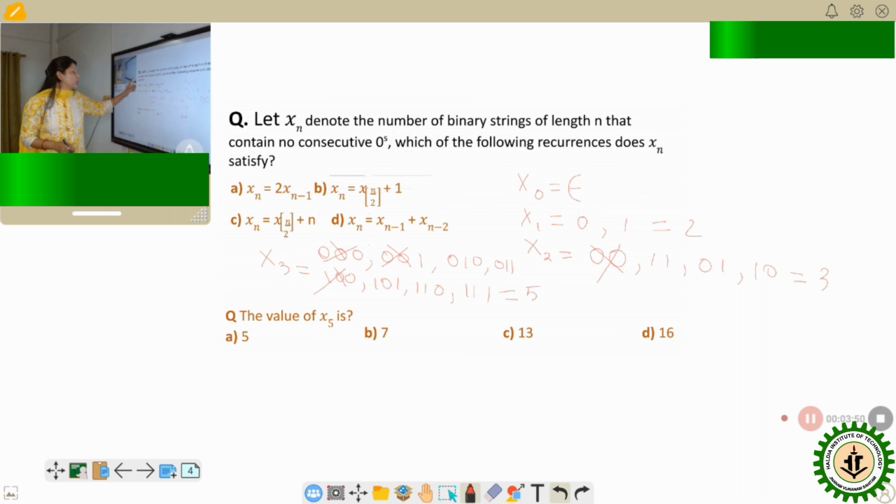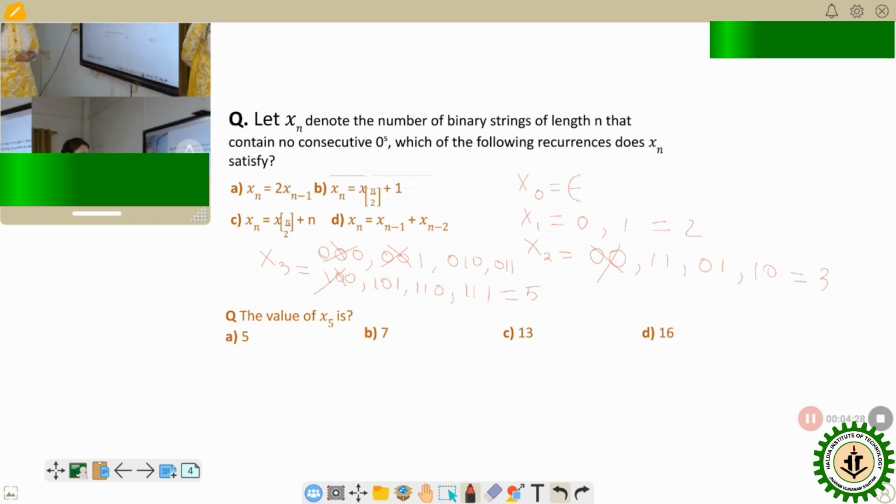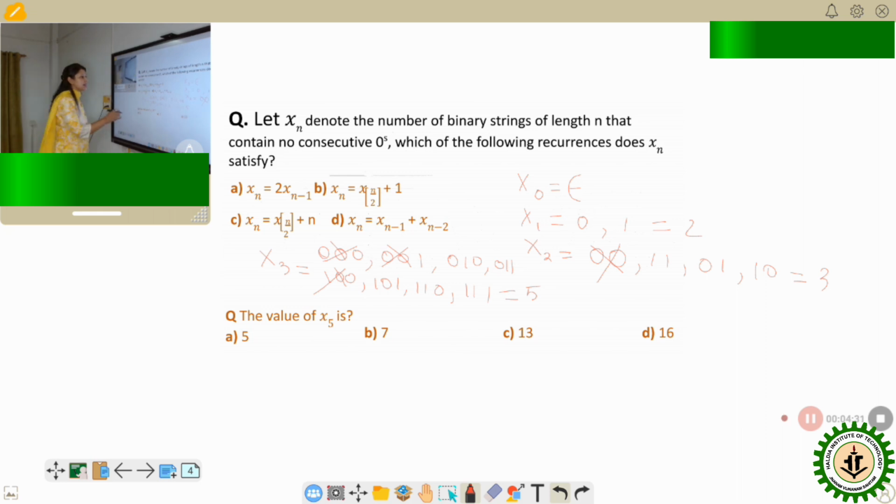Now, the first option: xn equal to 2 into xn minus 1. That means x1 equal to 2 into x0. x0 contains one element, and 2 into 1, x1 equal to 2. x1 contains two elements, so this formula satisfies for x1. For x2 equal to 2 into x1, 2 into 2 is 4. But the value of x2 is 3. That's why this formula doesn't satisfy.